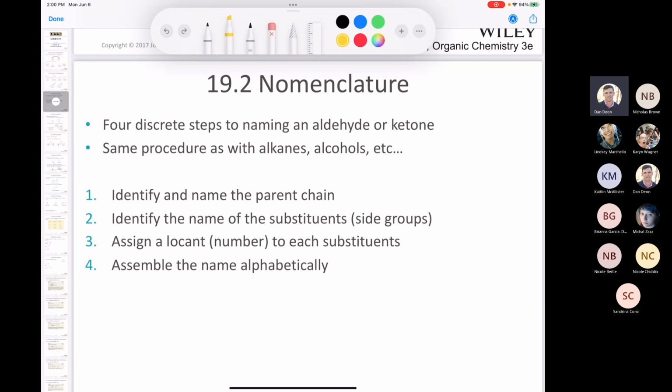What do we do first? We identify the parent chain. Then we identify and name the substituents. Do we have a methyl, an ethyl, a propyl, what have you? Then we assign a locant. A locant is just a fancy word for a number. Is it a 3-ethyl? Is it a 4-methyl? Whatever. And then we put everything together alphabetically. We separate numbers and numbers with commas. We separate letters and numbers with hyphens. And there you have it.